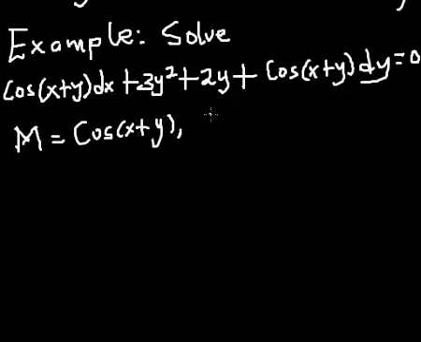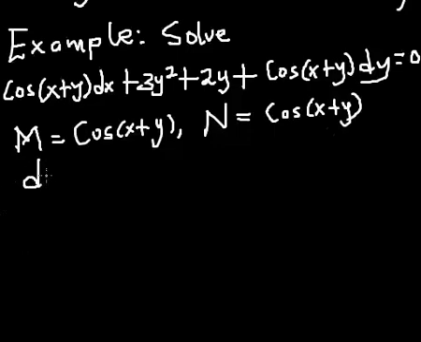Then come out. N is a function that's attached to the y, which also is cos(x + y). And you know very well that if you find the derivative of m with respect to y, if I differentiate cos(x + y) with respect to y, you know very well that I'll have minus sin(x + y).